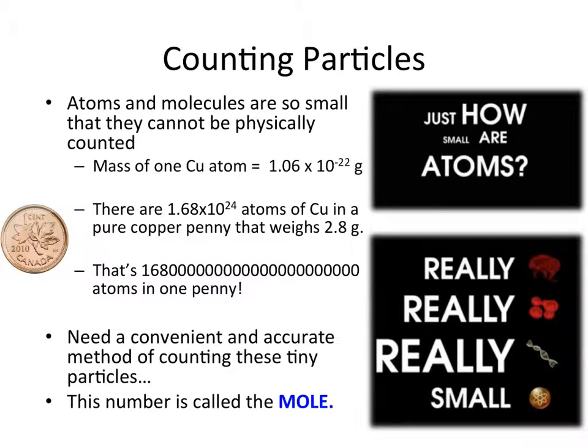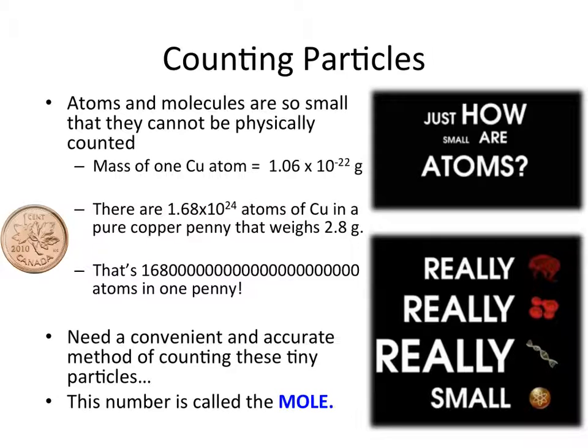So when we talk about particles, atoms, molecules, we're talking about things that are really small. They can't physically be counted because they're just so tiny. They have so little mass. When we talk about the mass of one copper atom, we're talking about 1.06 times 10 to the negative 22 grams. That's a really small number.